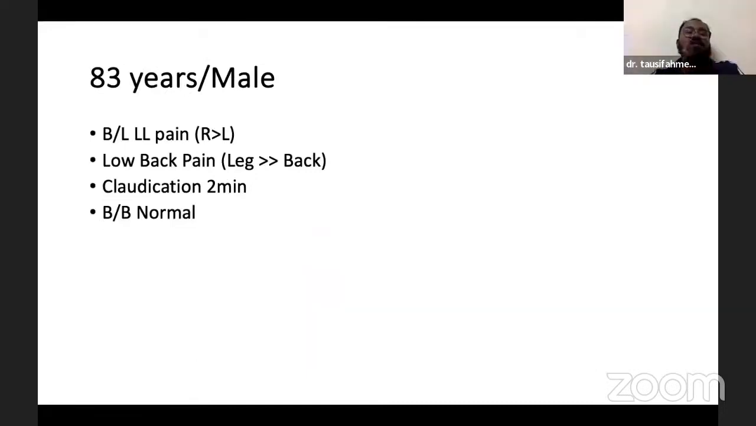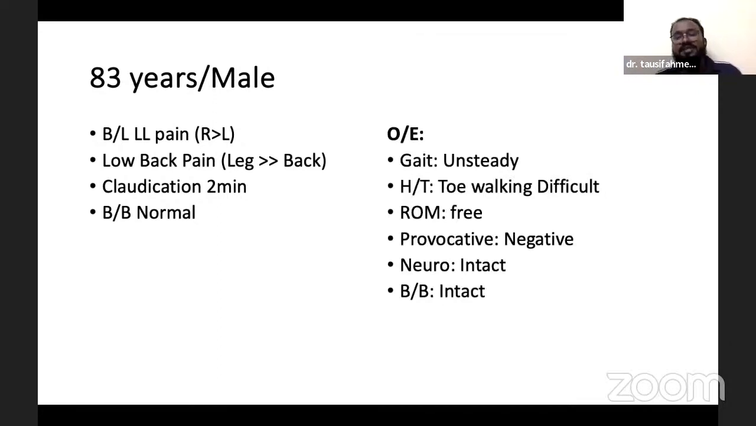He's an 83-year-old gentleman complaining of bilateral lower limb pain, right more than left, and low back pain. Claudication is at 2 minutes. On examination, he is unsteady. Toe walking is difficult. Range of movement is free. Provocative test is negative. Neurologically, he is sensory and motor intact, and bowel and bladder are intact.